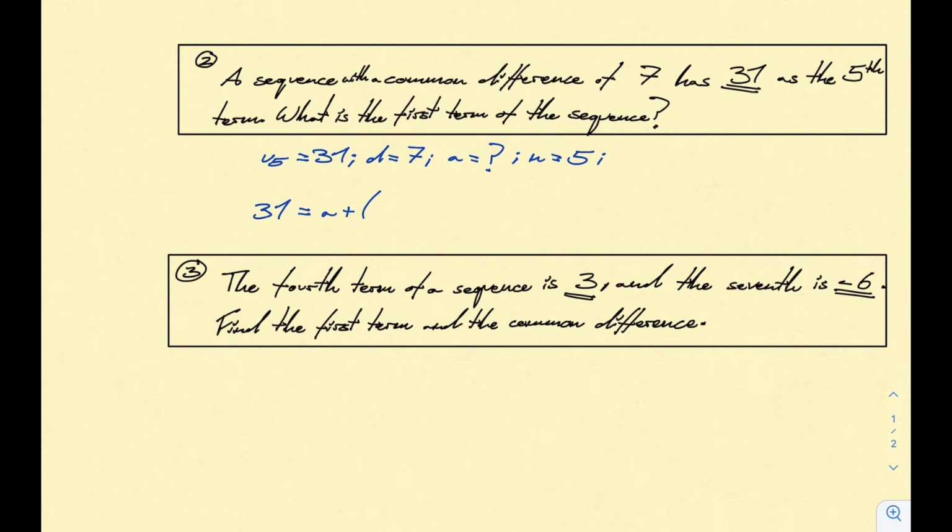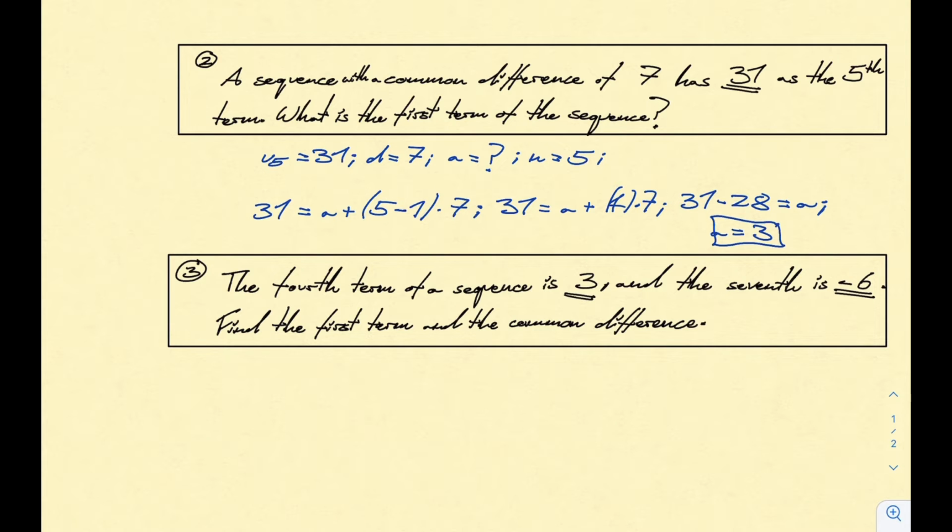So this is going to be 5 minus 1 times the common difference, which is 7. And so 31 will equal a plus 4 times 7. This is a very simple equation. 31 minus 28 will be equal to a. This is just rearranging a bit. And so a will be equal to 3.